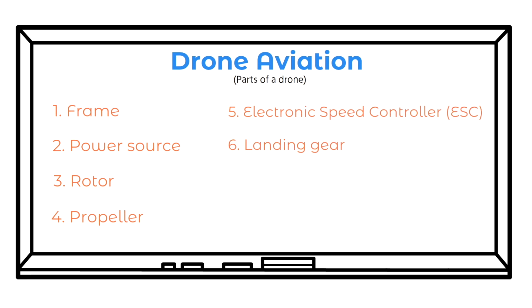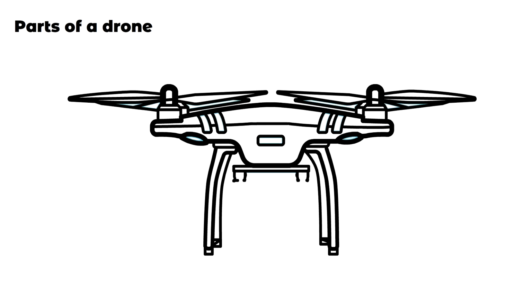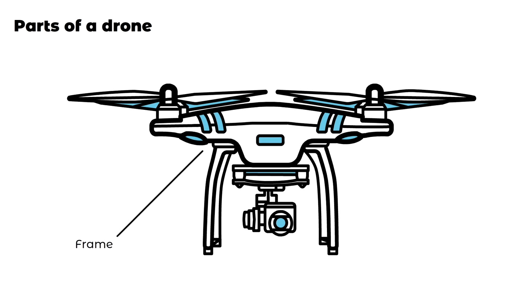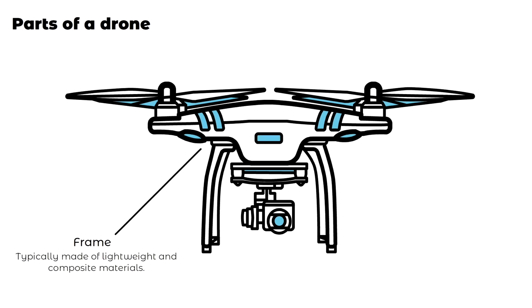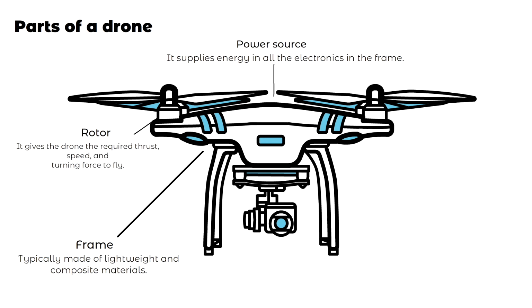Here is a list of all drone parts that you should be familiar with. Let's discuss them one by one. Frame. The frame is the main body of your drone. Power source or battery. The battery acts as a power source to the drone. Rotor. Drones use rotors for propulsion and control. Propeller. Propellers are also called props, rotors, or blades.